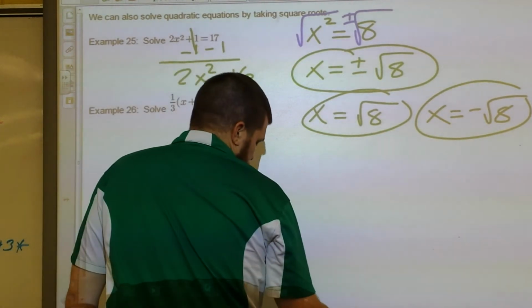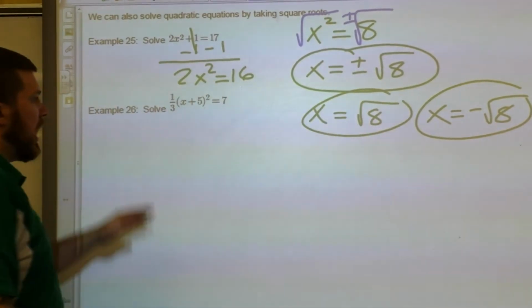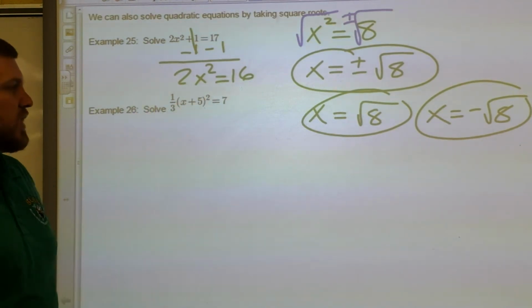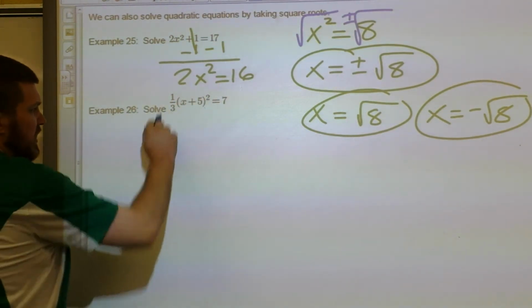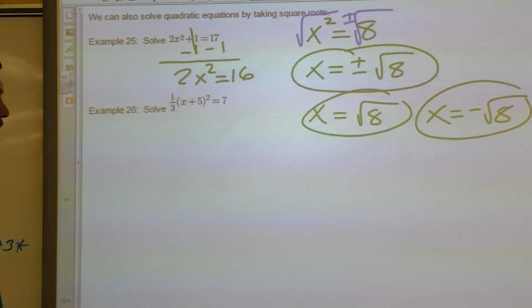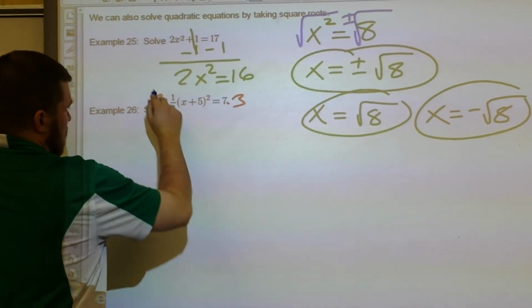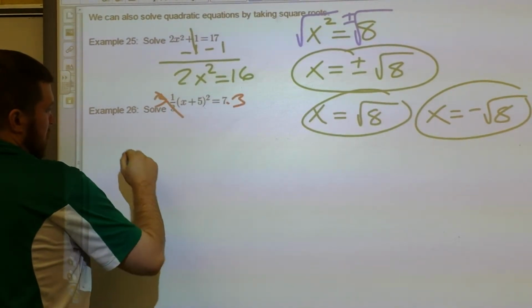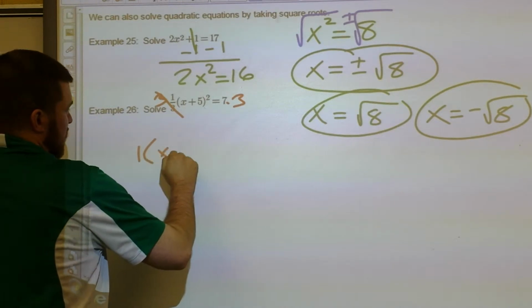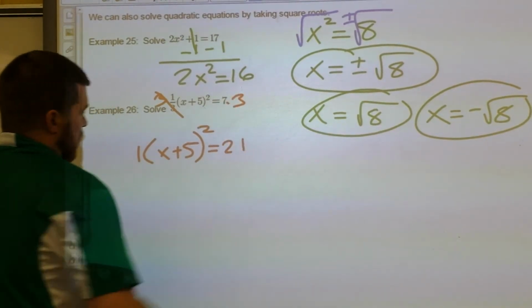The next problem is a little bit more complicated. Let's do that one in red. I first have to get my x squared piece by itself, just like we did before. So I need to get rid of this fraction. So to get rid of any fraction, you always multiply by whatever number's on the bottom. So I'm going to multiply by 3 on both sides. The fraction on the bottom is going to cancel out, so I'm left with 1 times x plus 5 squared equals 7 times 3, which is 21.